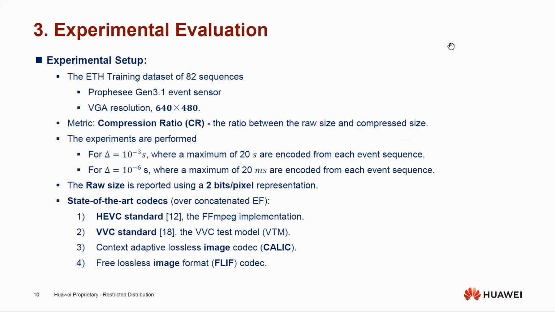Now, the experimental evaluation was done on the ETH training dataset of 82 sequences. We have a VGA resolution. We will show the compression ratio. We experimented with 2 deltas, 1 millisecond and 1 microsecond. We compare with HEVC and VVC, the video coding standards, and some lossless compression algorithms, CALIC and FLIF.